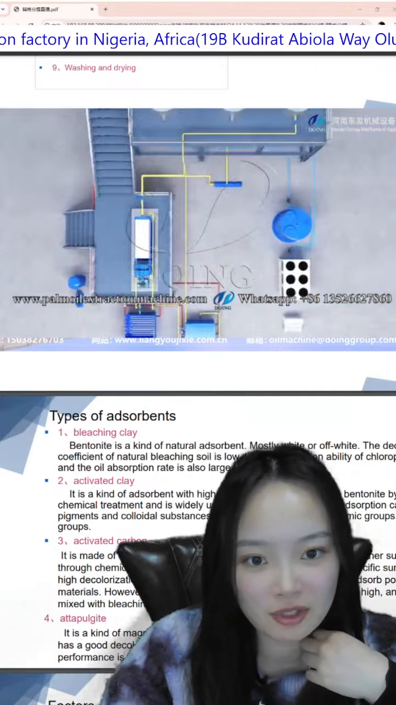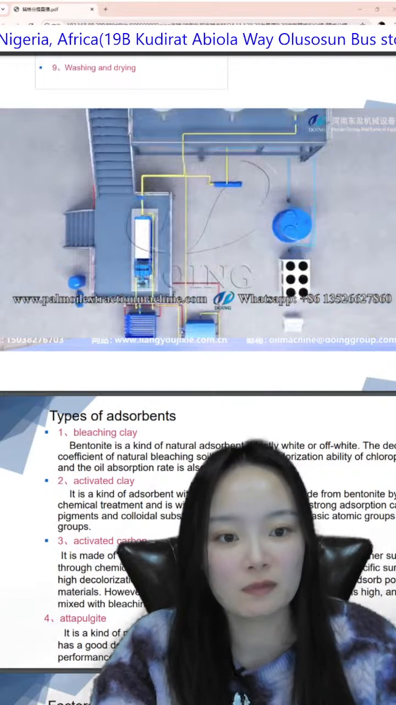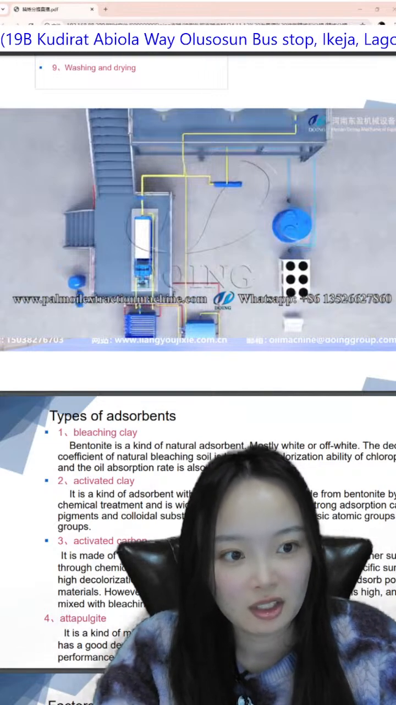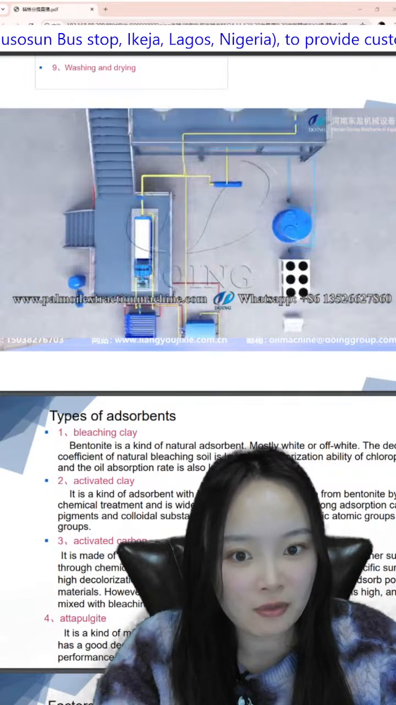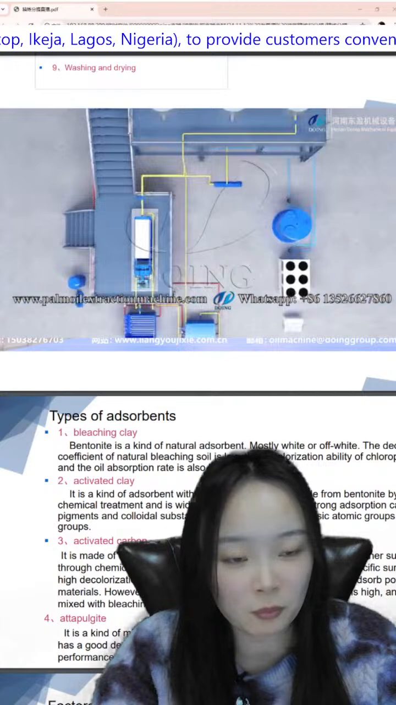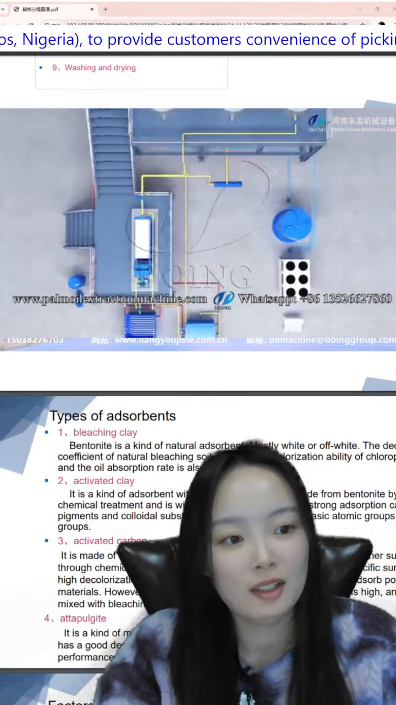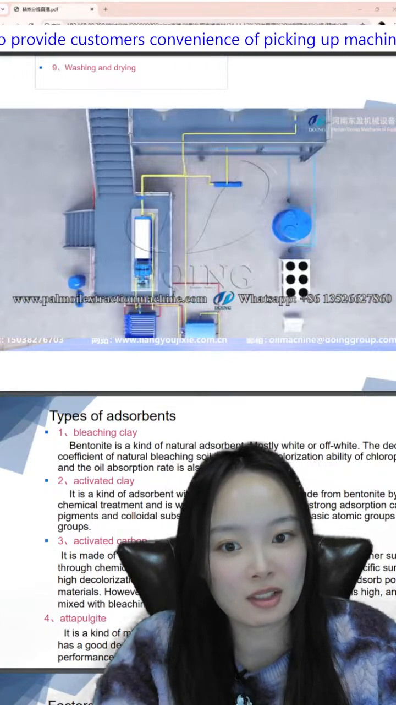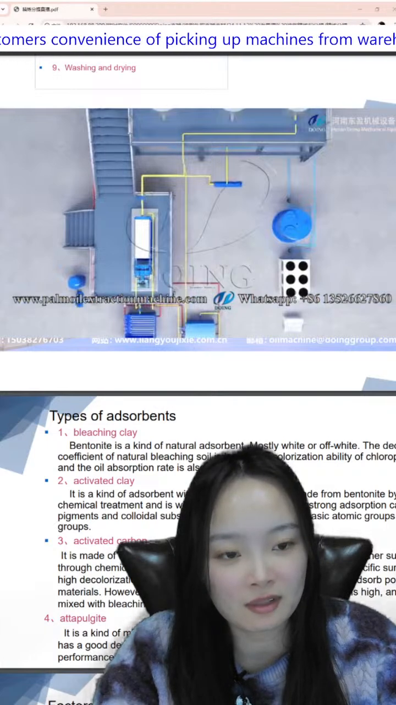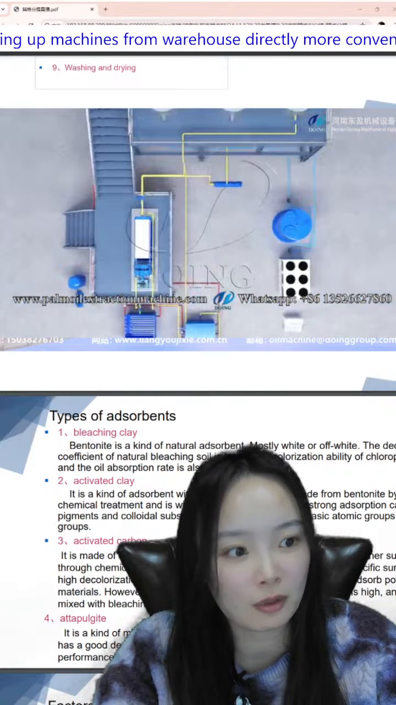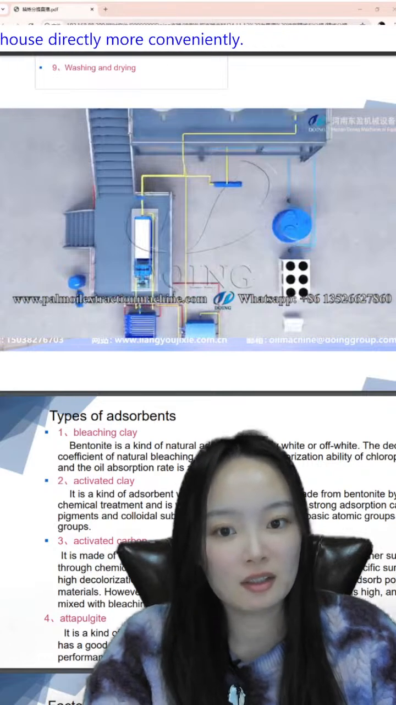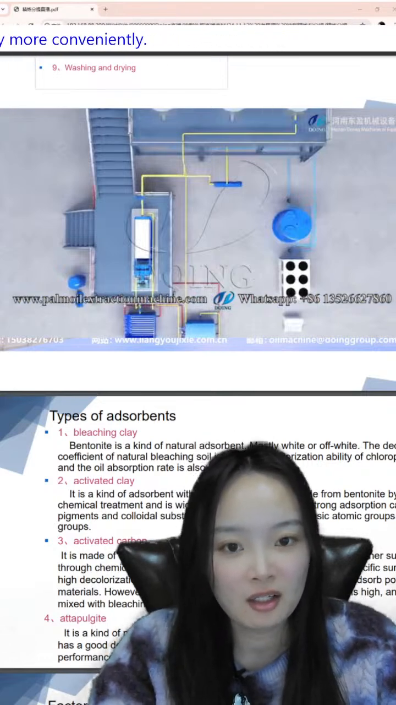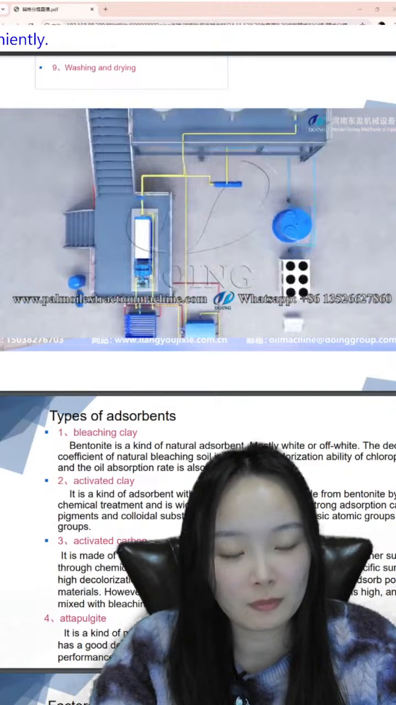And then is activated clay. This is a kind of absorbent with high activity, which is made from bentonite by artificial chemical treatment, and it's widely used in industry. It has strong absorption capacity for pigments and colloidal substances, especially for some basic aromatic groups or polar groups. The activated clay is the most recommended.